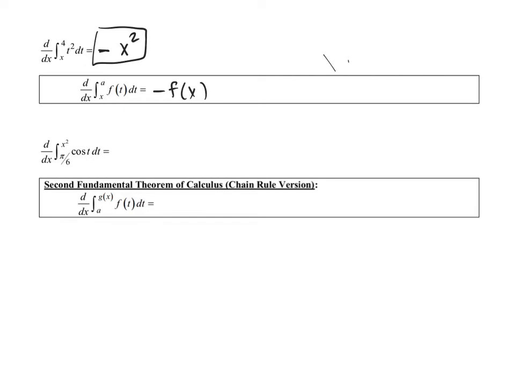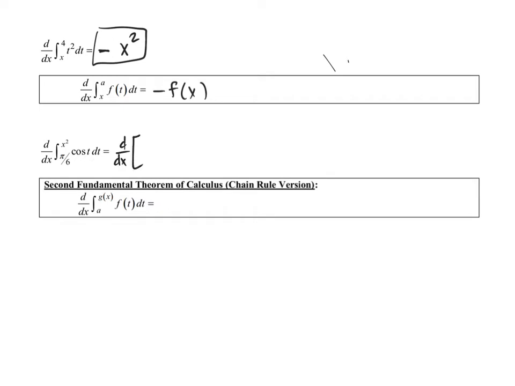Now, for the second example on this page, I noticed that the upper bound this time is not just x. The upper bound is now a function of x, in this case x squared, and so I need to see how this is going to change the process of using the second fundamental theorem of calculus. We already know that the first step is going to be replace t with x squared, but the fact that it's now x squared instead of just x is going to give us a second step for using the second fundamental theorem of calculus. So let's see if we can discover what that is through examples.